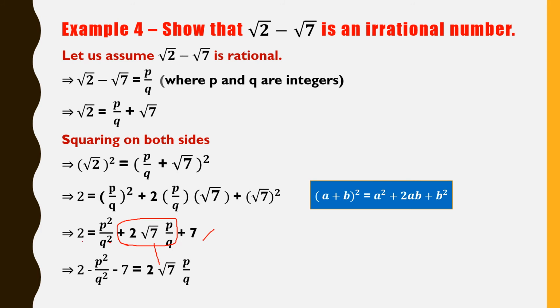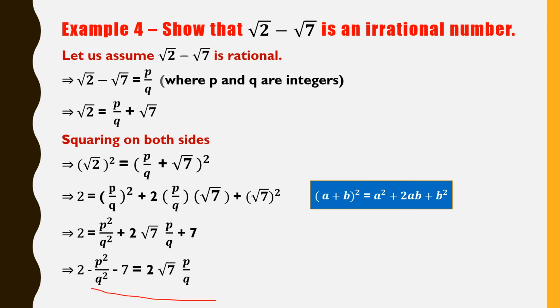Okay, 2 will be here only. This p square by q square is in plus, so when it goes it becomes minus. This 7 is in plus, it becomes minus. When it is in plus, don't disturb, put it like that only. If it is in minus, suppose here I have minus 2 root 7 p by q, then send this one here and the other thing there. Okay, this we will discuss in the next problem. You should be perfect till here.